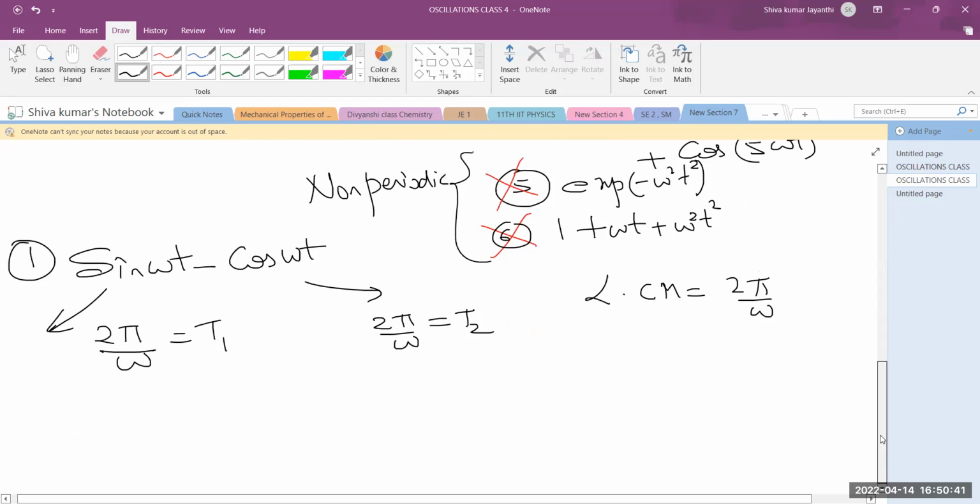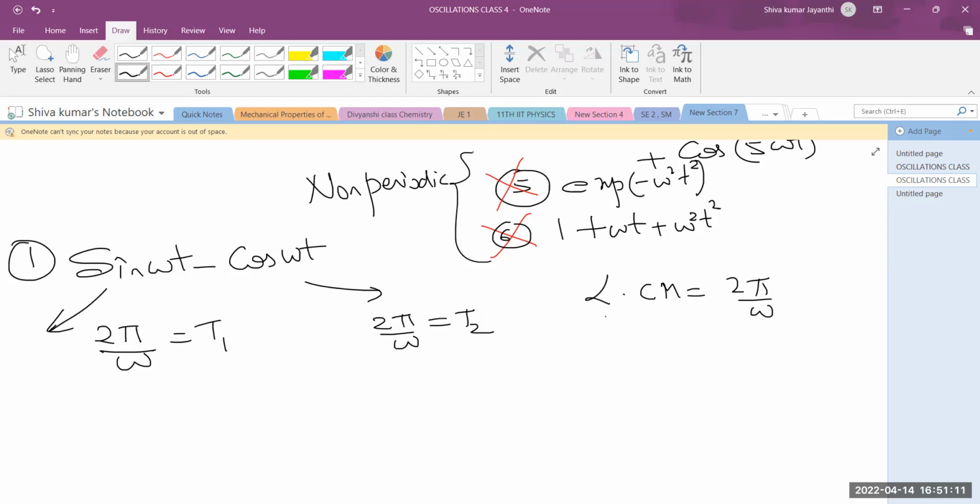So they are periodic functions, no doubt about it. This whole thing is a periodic function. But is it SHM or not? How do we know whether it is an SHM or not? Remember how we did it? We have to convert this into a single function, and then only can we know whether it is SHM or not.